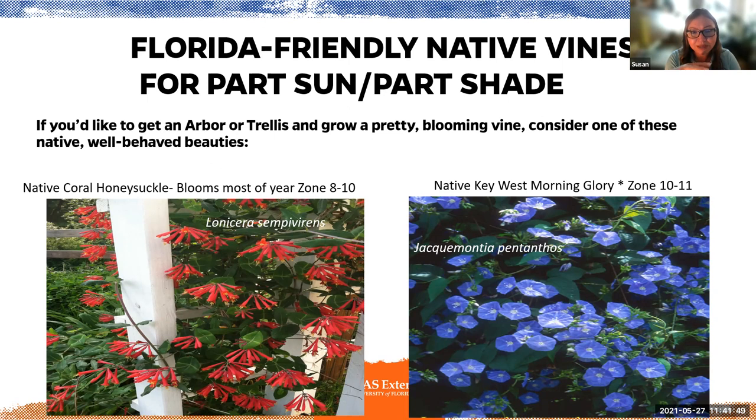Native coral honeysuckle can live in really any zone at all. The native Key West morning glory is rated for zone 10 to 11. It's native to the Keys. However, if you have a microclimate situation, we have this plant growing all over in 9B. As long as it's in an area where it can be protected, if it's growing kind of shaded by a tree or something like that, it has survived the past like five winters with no issues. So just know you may have to protect that depending on your situation.